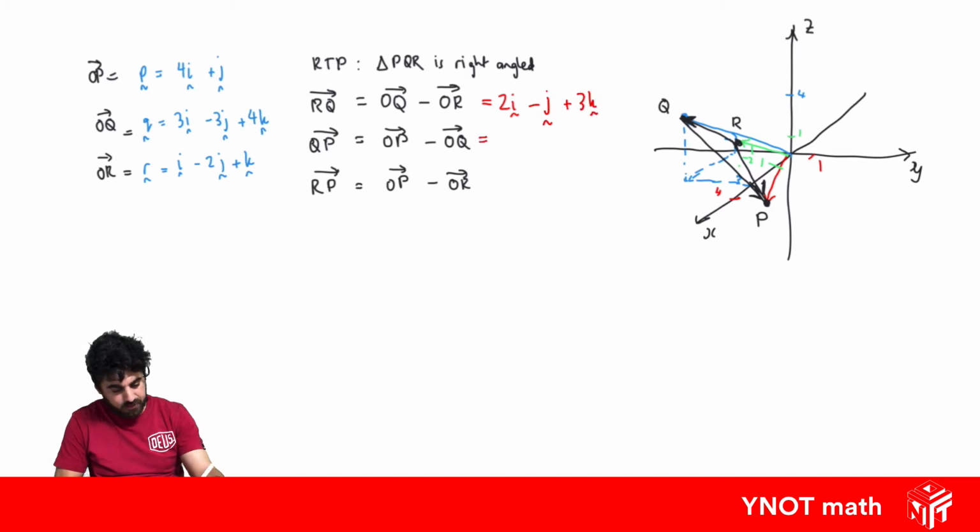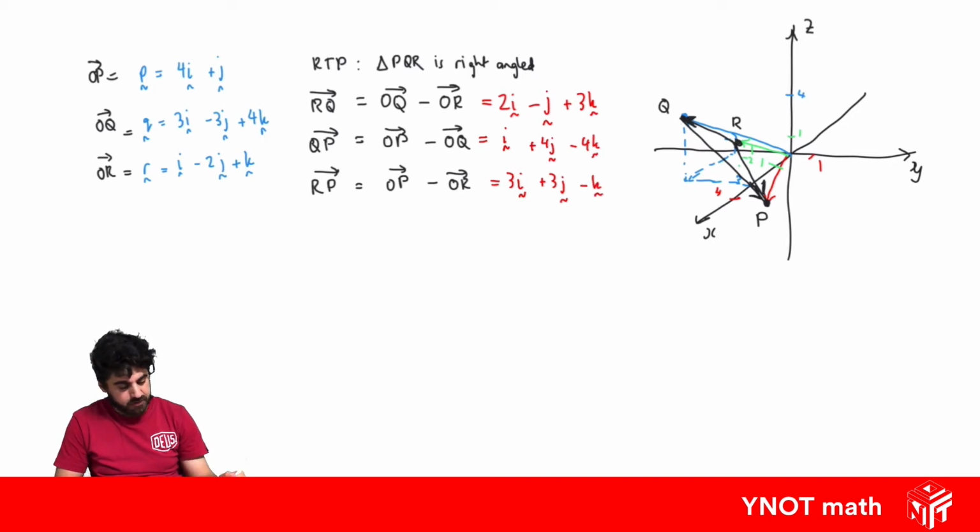Let's do something similar. So we've got OP minus OQ. So we're going to have 4i minus 3i, which is i. We're going to have j minus 3j, which will be 4j. And we're going to have 0 minus 4k, which will be minus 4k. RP, so we're going to have OP, so 4i minus i, which will be 3i. j minus 2j will be plus 3j. And 0 minus k will be minus k.